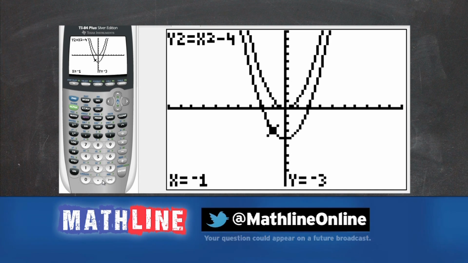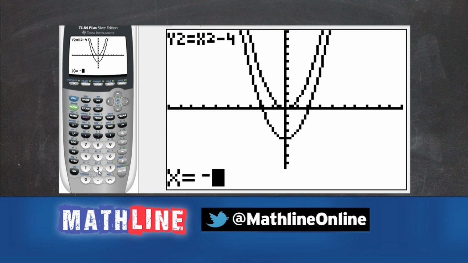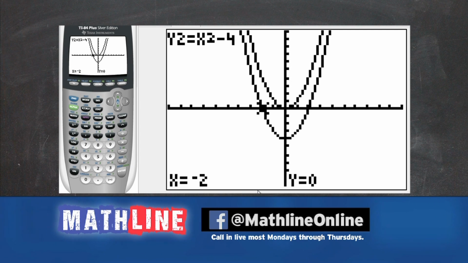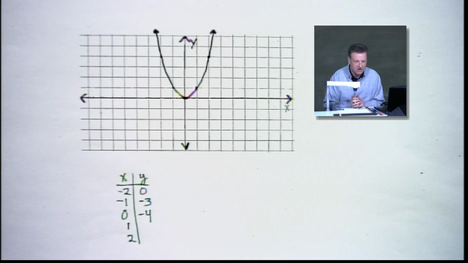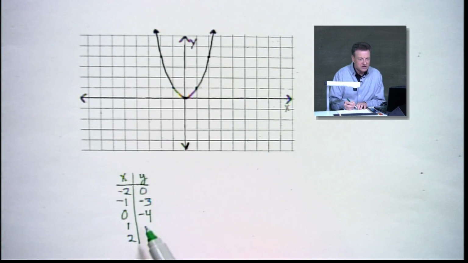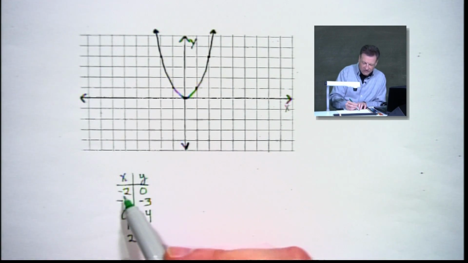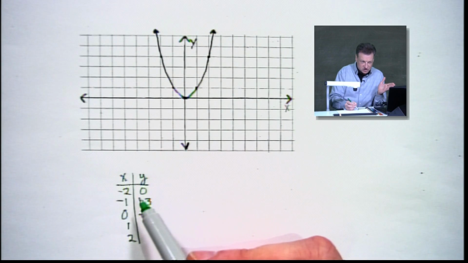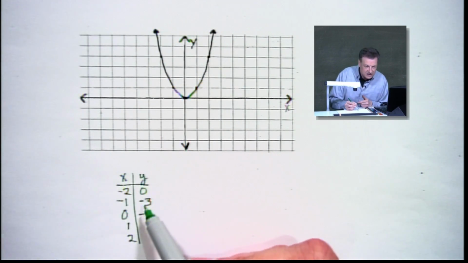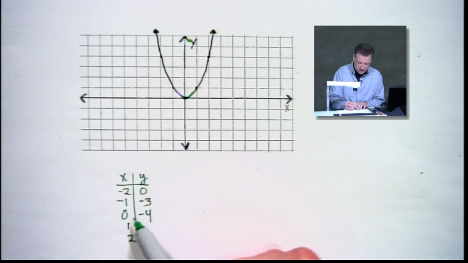Let's try -2 in for x. Type -2, press your enter, and we've got it at 0. So we've got -2, 0. Remember what I've said about symmetry? That means it's going to work the same way for 1 and 2. So let's see what's happening in our table at this point, all right? We've got a list of numbers here that we're going to make another graph with. We've got -2 and 0. That worked off our trace. We have -1, -3, also coming off the trace, 0, -4.